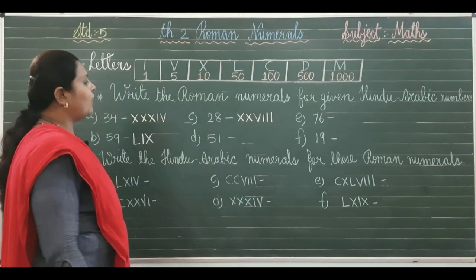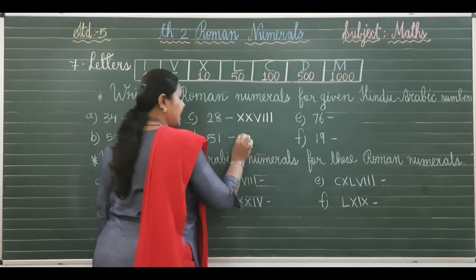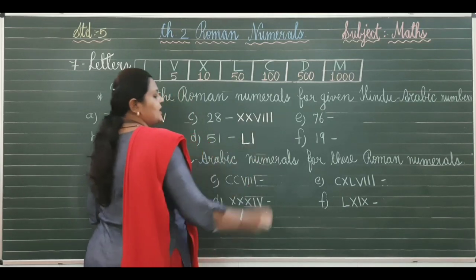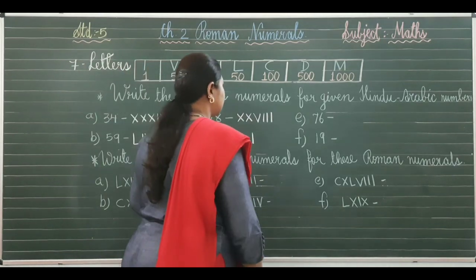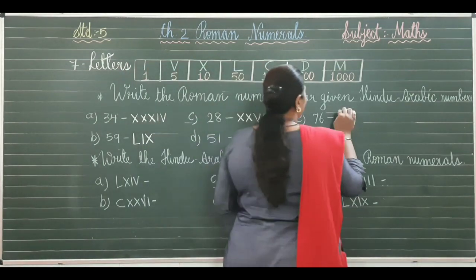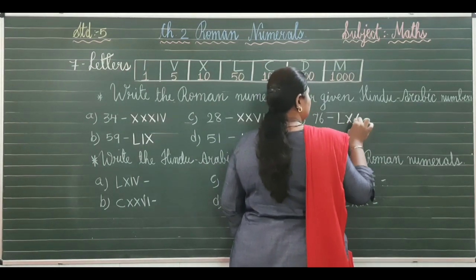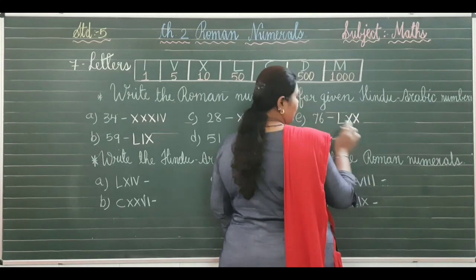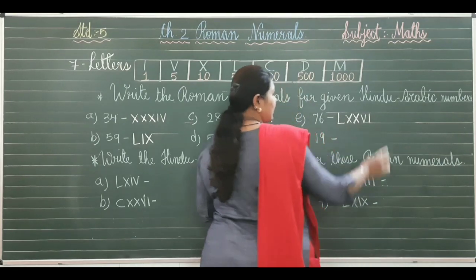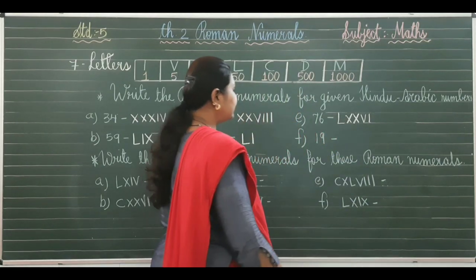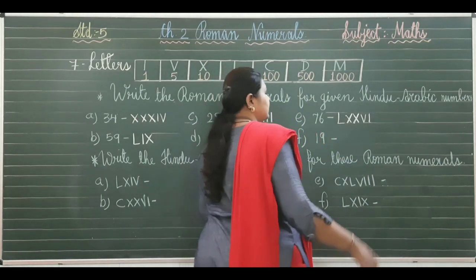Then 51. 50 means L, 1 means I. This is 51. Now 76. So this is 70 and 6. LXXVI. Now 19. 19 means XIX.